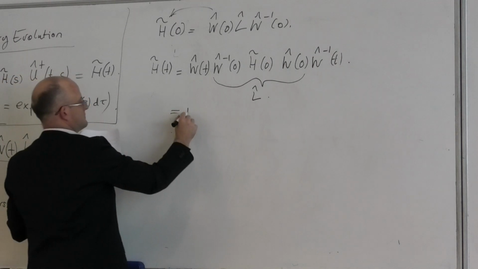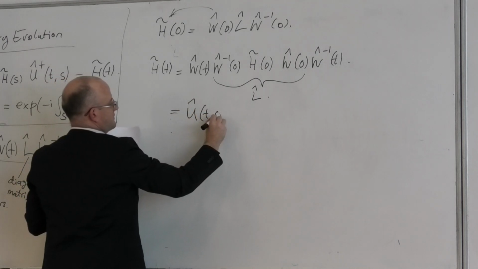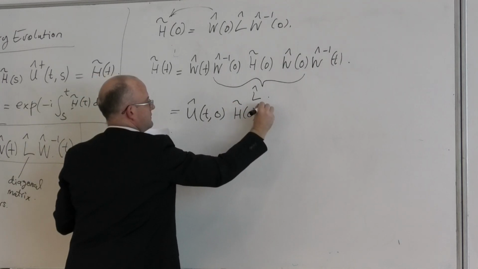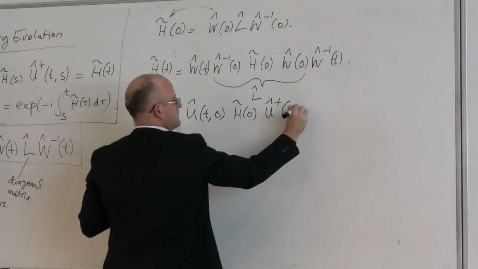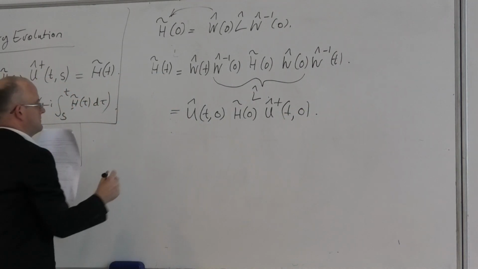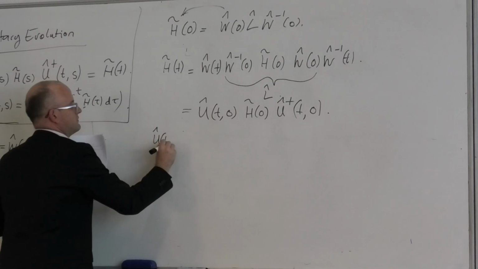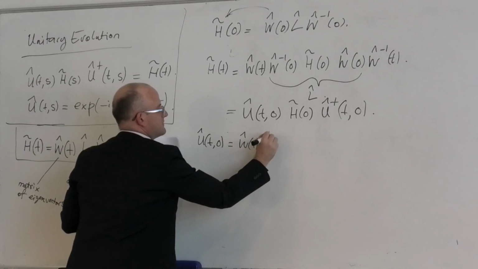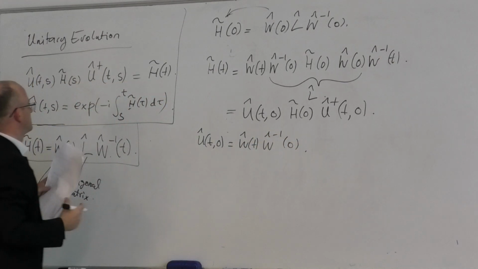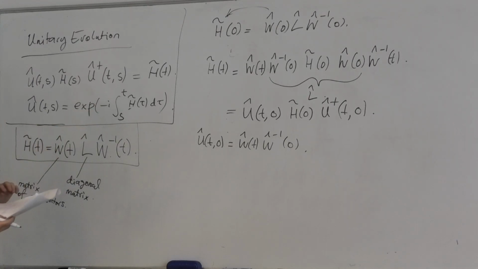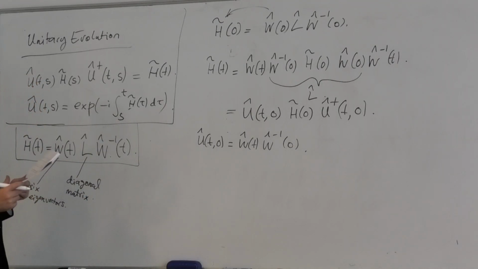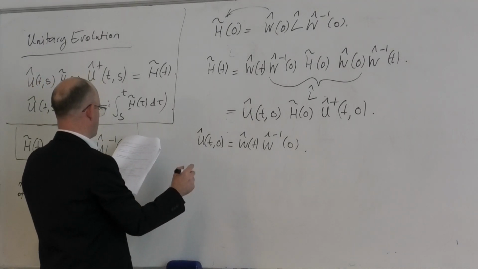So we must have that this is equal to U of naught h of naught U dagger of t naught. So it seems like we should have the equation U of t naught is equal to W of t W inverse of naught. Well, that's a lot easier than evaluating that one. You can potentially figure this one out. Makes sense? There are a few other tricks that go along with it.